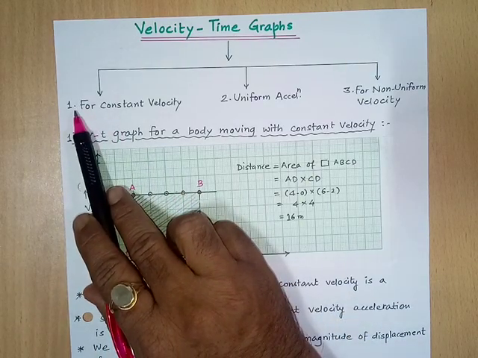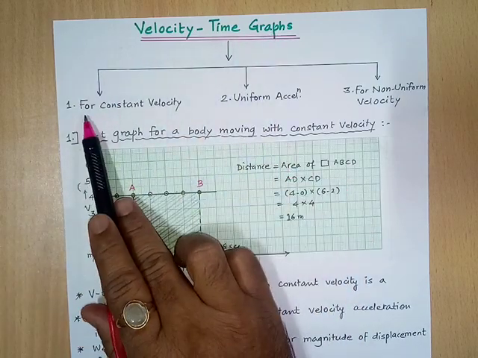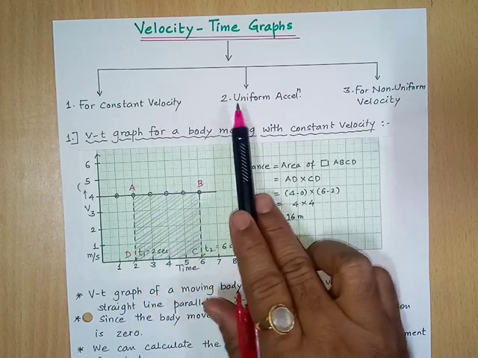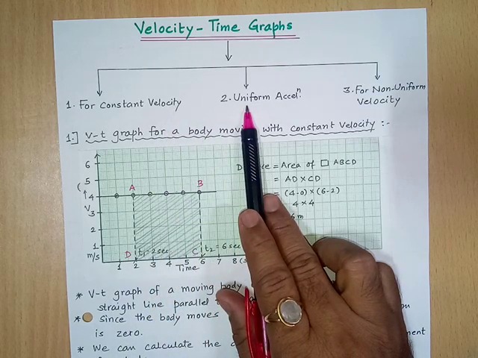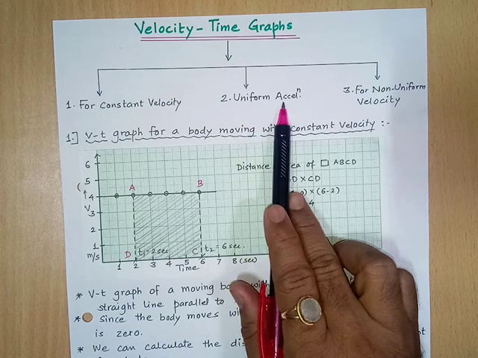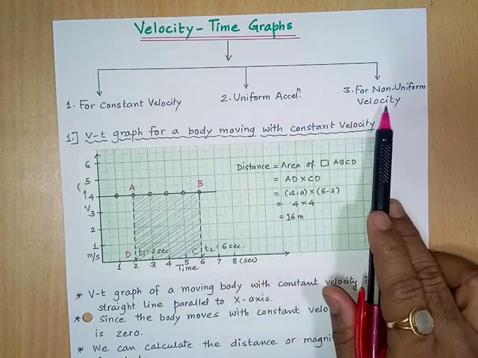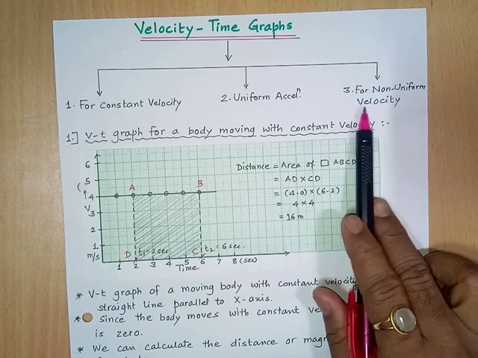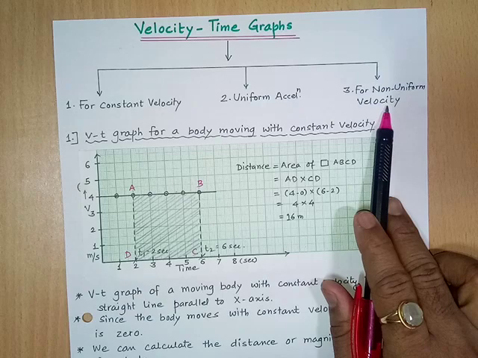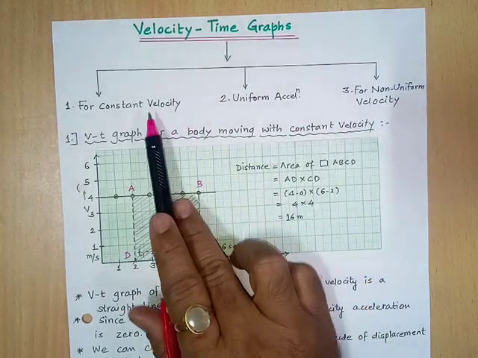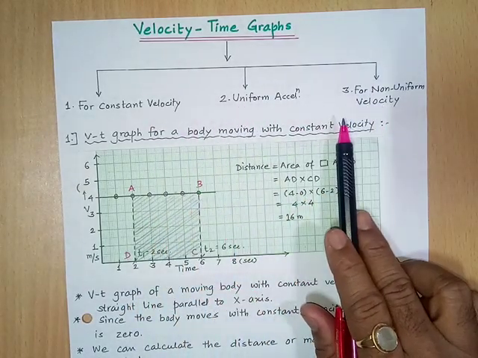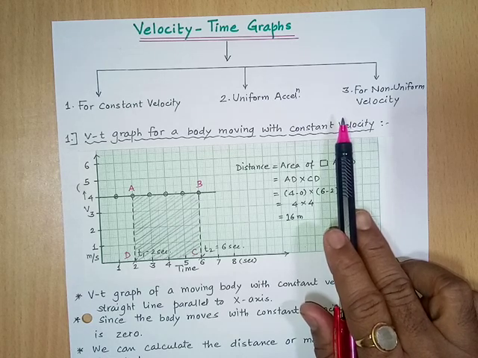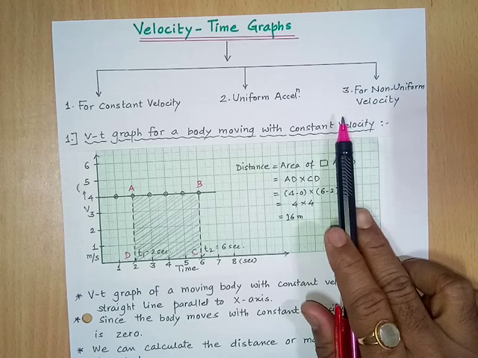Number one is a velocity time graph for an object performing motion with constant velocity. Second is the velocity time graph when an object is performing motion with uniform acceleration. And third is the velocity time graph for an object performing non-uniform velocity motion. All these three graphs have different natures, and the quantities that we can determine with the help of these three graphs are also different.